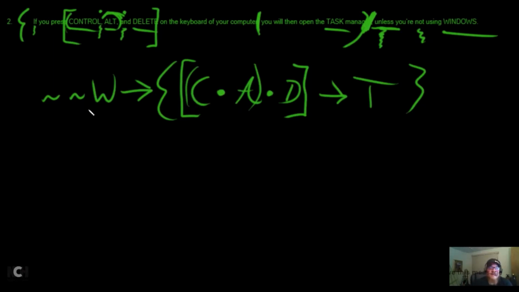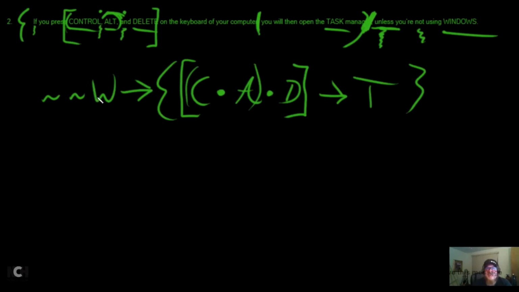So here's what it's saying, unless you're not using Windows. So yeah, it's the same thing as saying if you're using Windows, then if you press Control-Alt-Delete, you'll open the task manager, unless you're not using Windows. So that means if you're using a Mac, if you press Control-Alt-Delete, is that going to open the task manager? No. So that's what that unless you're not using Windows means. So in other words, if you are using Windows, then this stuff is true. If it's not the case that you're using Windows, then stuff is not true.